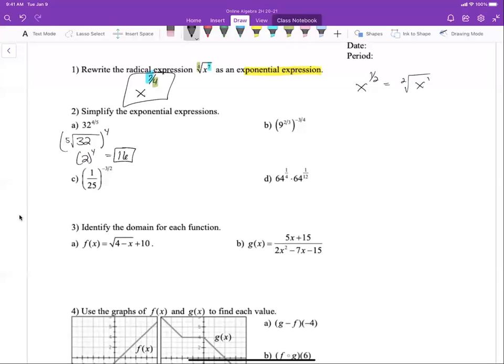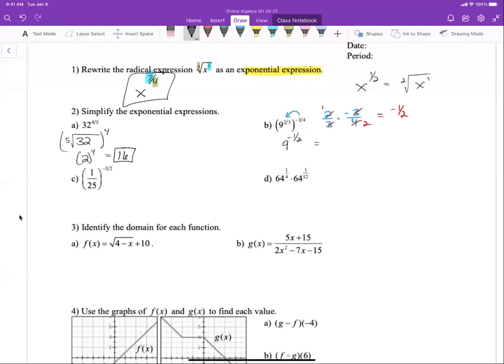All right, so now in B, we have 9 to the 2/3 power raised to the negative 3/4 power. When we have a power to a power, we're going to multiply those by each other. So I'm going to first simplify that. So 2/3 times negative 3 over 4. And so the 3's will cancel. This will become a half, and that will equal negative 1/2. And so that is the same as 9 to the negative 1/2.